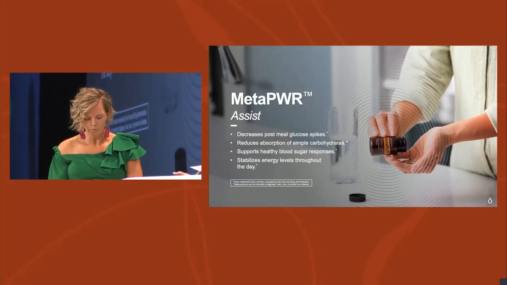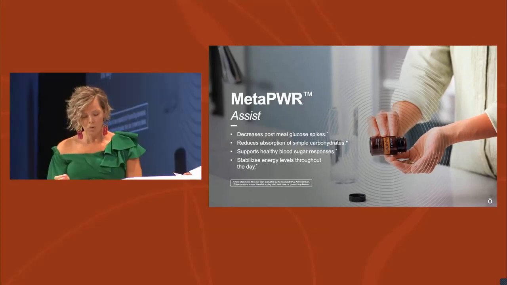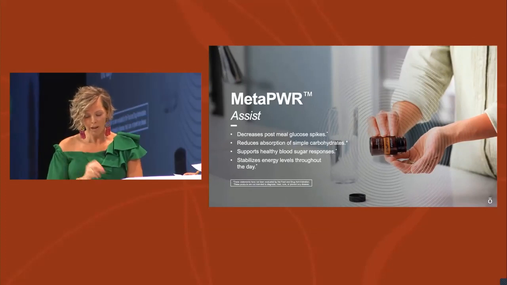Does that make sense? So MetaPWR Assist features mulberry leaf extract, which has been shown to reduce normal range post-meal blood sugar spikes by 42%. While a whole food diet and regular exercise, of course, are the best ways to promote healthy blood sugar regulation, let's not forget that less than 7% of Americans have optimal metabolic health. So most of us need a little support in this area, and this supplement is the assist we all need at mealtimes. You simply take one 30 minutes before your biggest meal of the day.